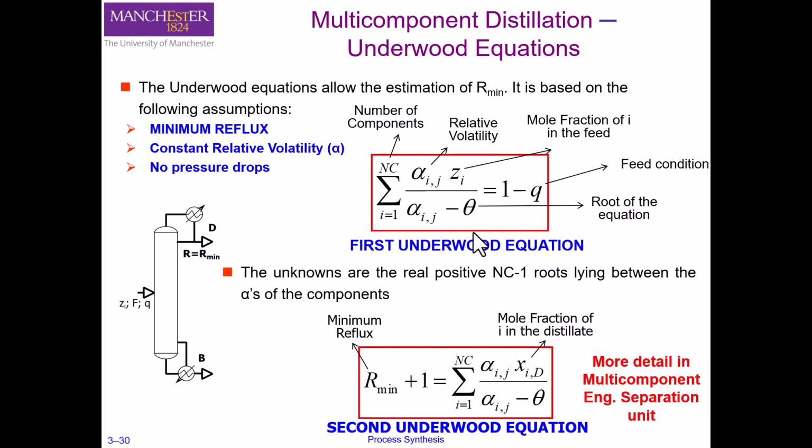Again, as you can see, the two equations look very similar. You have the same relative volatilities. You have the root of the equation that we calculated from the first equation. The small difference is that here you have the mole fraction of the feed of component i, while here you have the mole fraction of component i in the distillate. We are not looking at the whole feed now. And again, you will discuss these two equations in much more detail in the multi-component engineering separation unit.